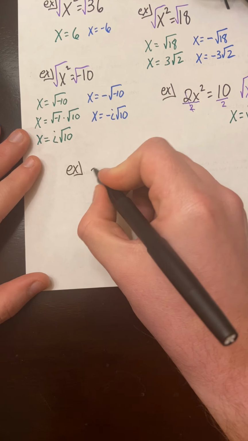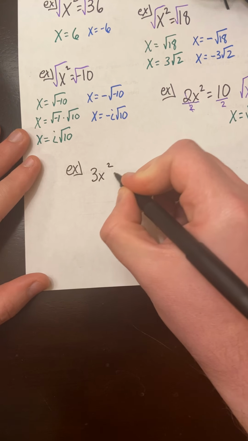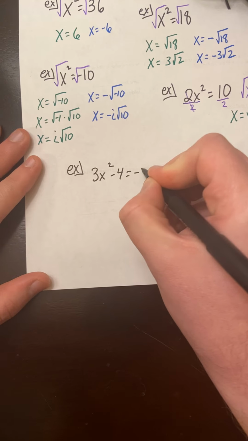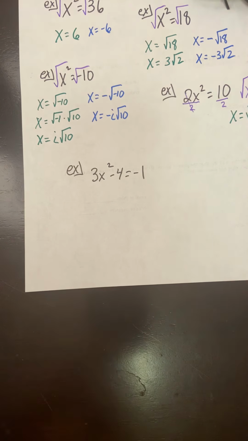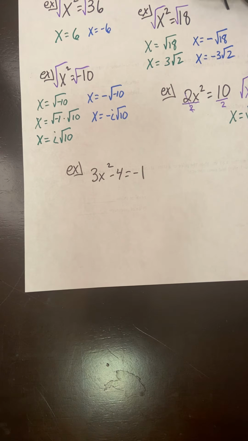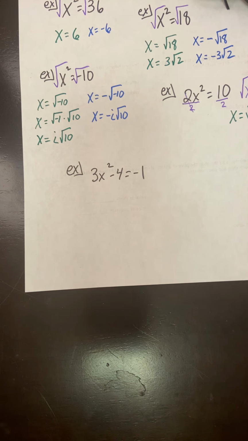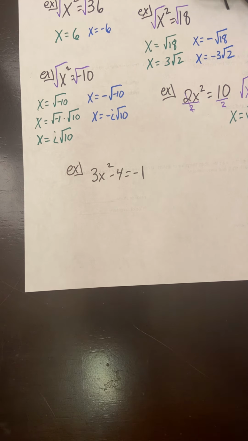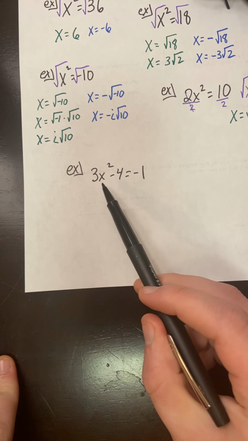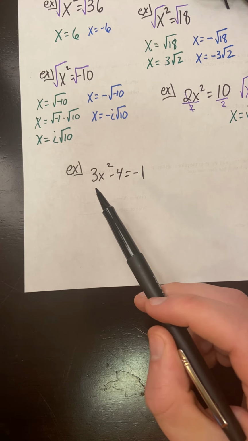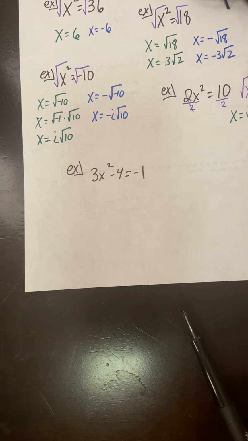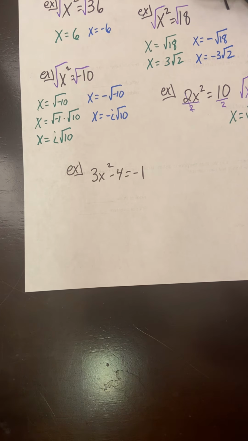A little bit about this guy. Let's say we have 3x squared minus 4 equals negative 1. So again, maybe your thought process goes, well, this is equal to a negative value. We can't square something to get a negative value, but understand this x squared is not on a side by itself yet. So we don't have something squared is equal to a negative 1. So we've got to do a little manipulating.